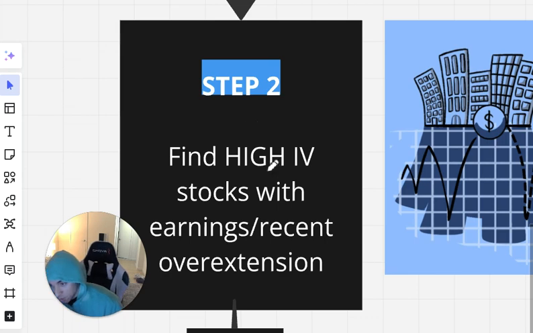In my Discord, I talk about how I scan for these in other videos, but for simplicity's sake, high IV stocks with earnings or recent overextension.